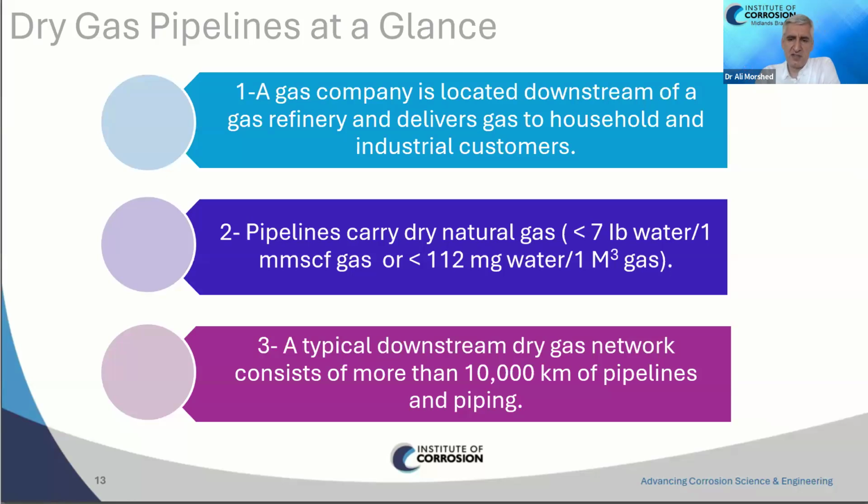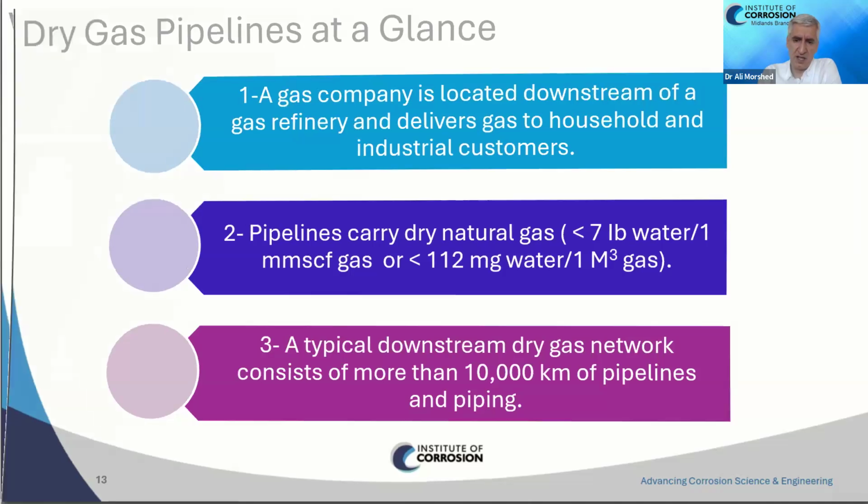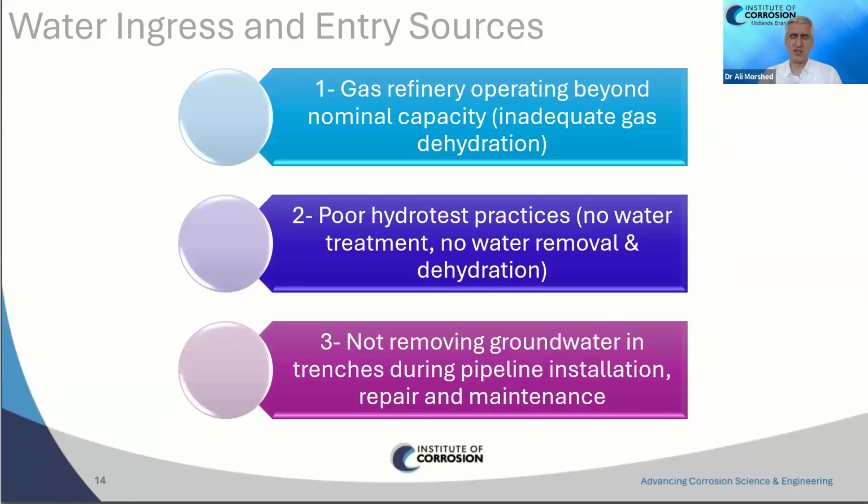And a typical downstream dry gas network consists of more than 10,000 kilometers of pipelines and piping. So it's a huge system. And this 10,000 kilometers is not even an average, it is a minimum. In some cases, the pipeline network and the piping network is much, much bigger.